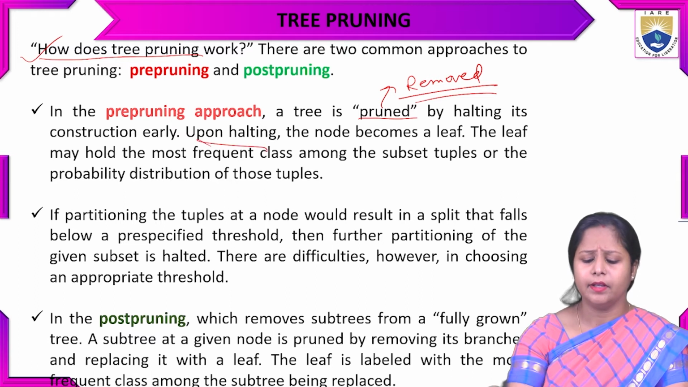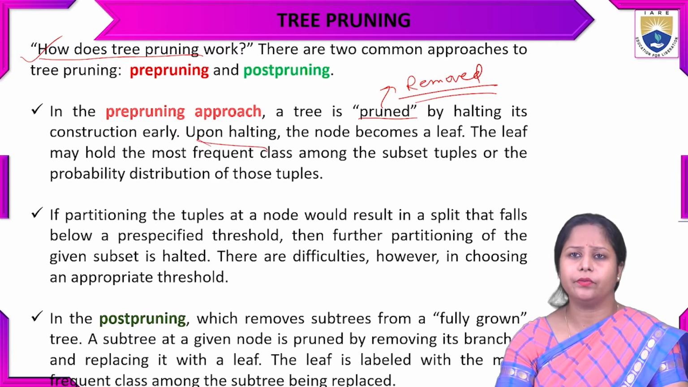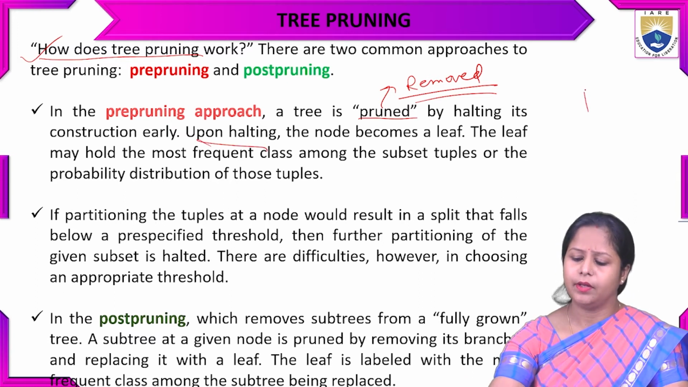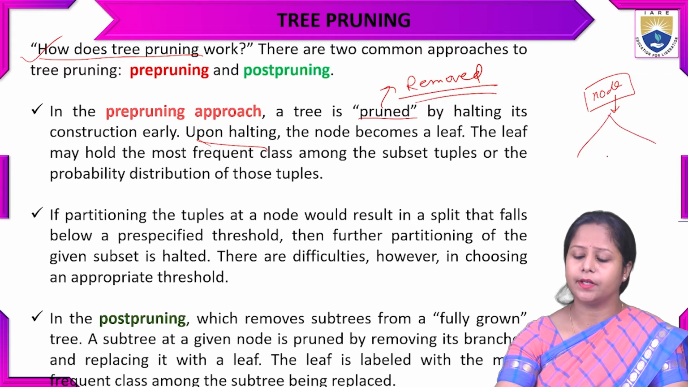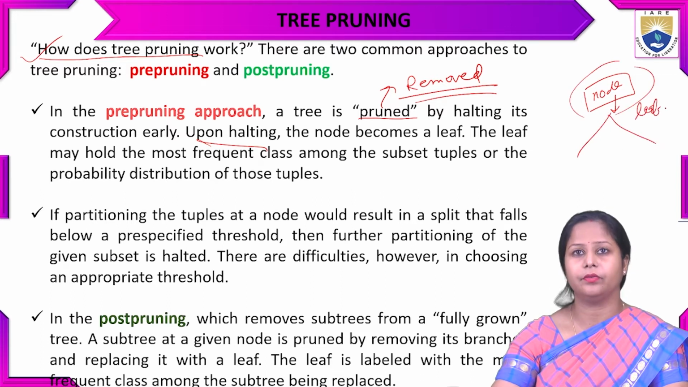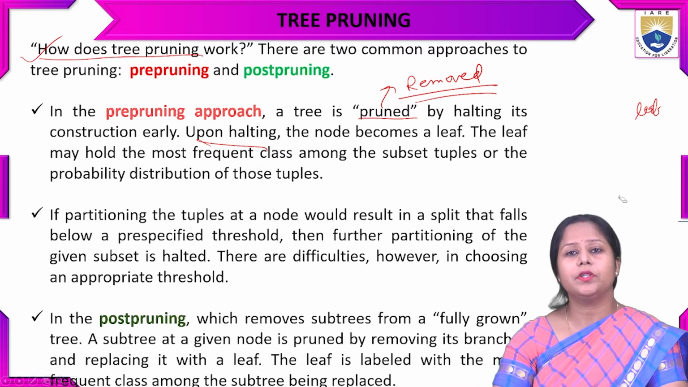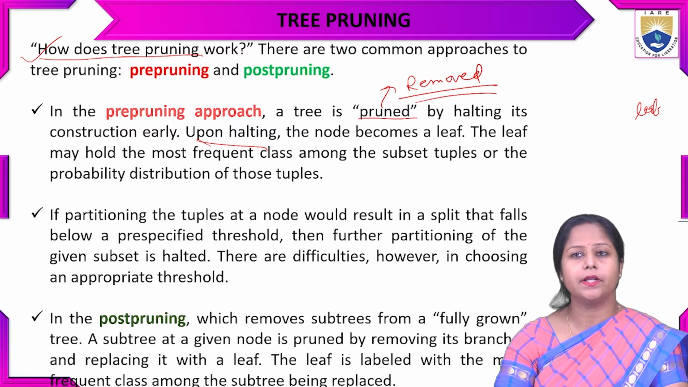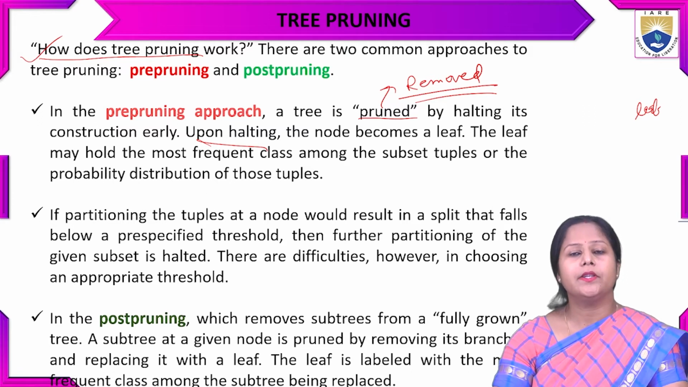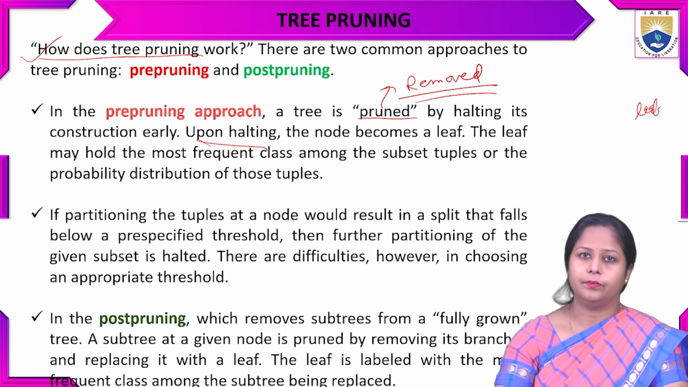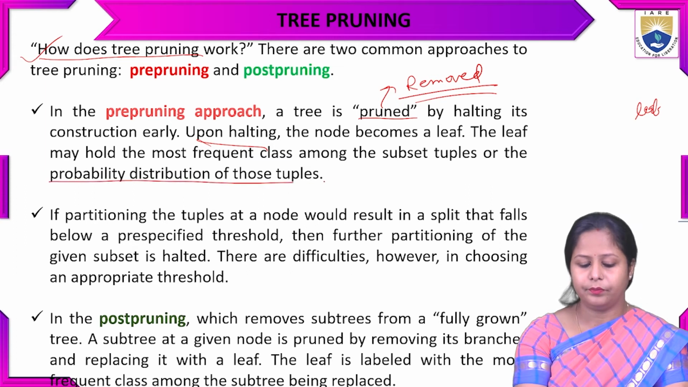Upon halting, the node becomes a leaf, right? If we halt the node at a certain level, it will not be constructed further, it will be only a leaf. The leaf may hold the most frequent class among the subset tuples or the probability distribution of those tuples, right?